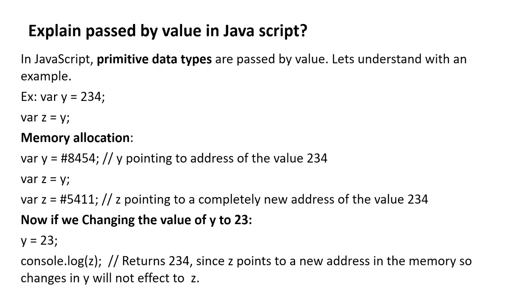Now if we change the value of y to 23, the value of y is changed. Now if we write console.log(z), it prints 234. Why? Because z points to a new address in memory, so a change in y will not affect z. So the y value is changed to 23, but z remains the same, 234.